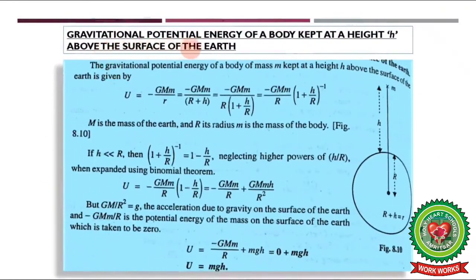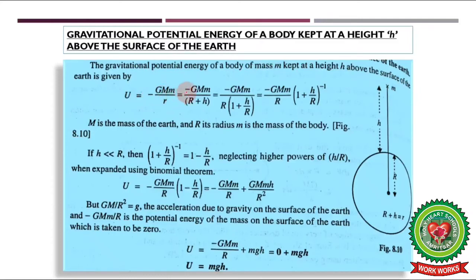So now we are going to see the gravitational potential energy of a body kept at a height h above the surface of the earth. Let's calculate the value of the gravitational potential energy of a body kept at a height h from the surface. The gravitational potential energy of a body of mass m kept at height h above the surface of the earth is given by U is equal to minus GMm upon r.